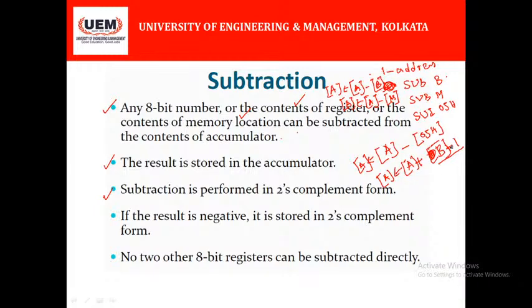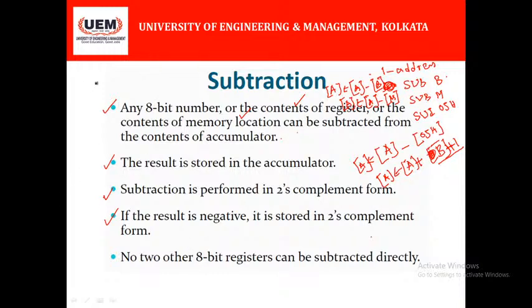If the result is negative, there are two possible options. The result can be either positive or negative. If the result is negative, it is stored in 2's complement form.